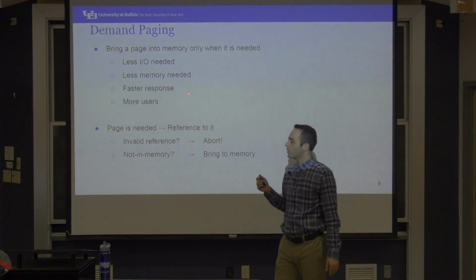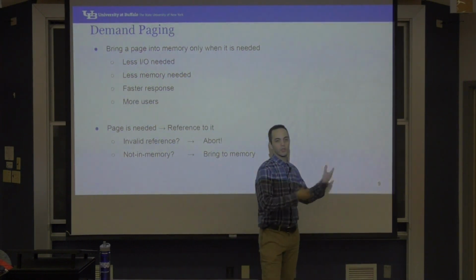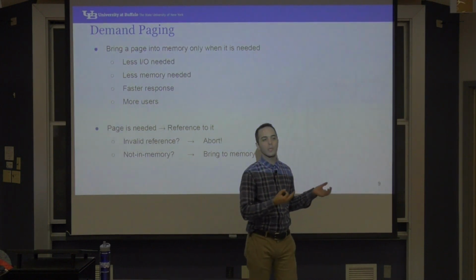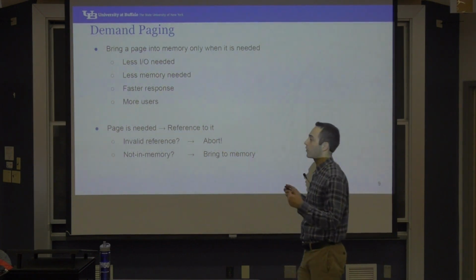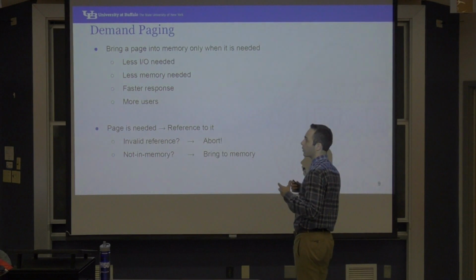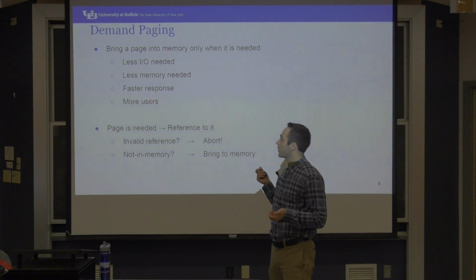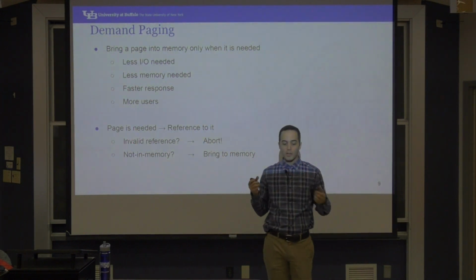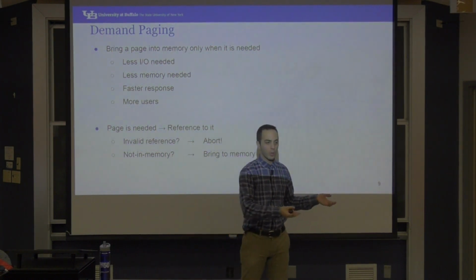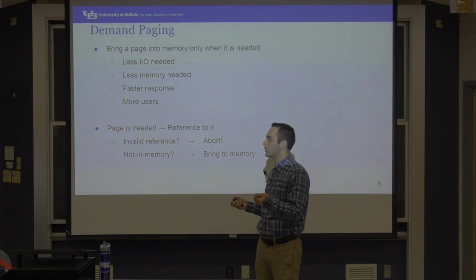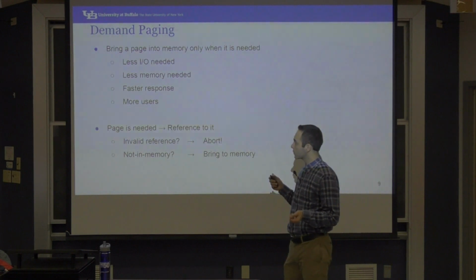Because of this, we need less I/O. Instead of loading everything from storage to the physical memory, we only bring the pages that are demanded, that are needed. So fewer reads from the storage. Less memory needed, again, because we are occupying less space in the physical memory, as we only bring the demanded pages. And faster responses, because instead of loading all of it initially and then starting the execution, we only bring the pages that are needed, so the response to the process can be quick. And again, more users, more processes can run, right?